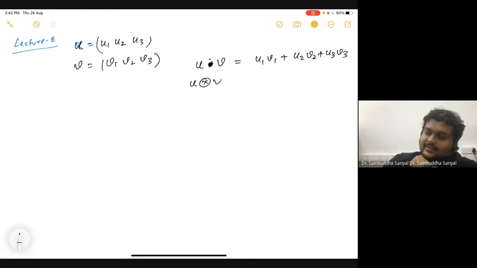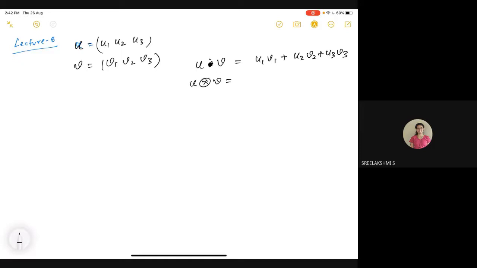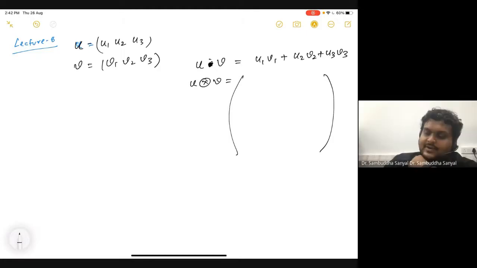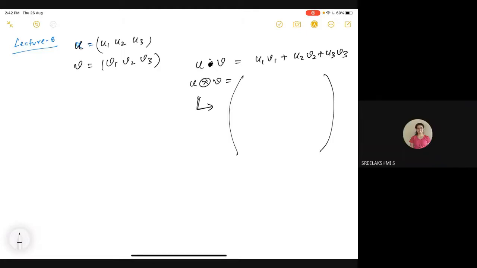Now what is the outer product? In that we take U3 V2 minus U2 V3, like that. So it is going to be a matrix. You know that? Yes, yes, sir. Okay. Now what is the rule?